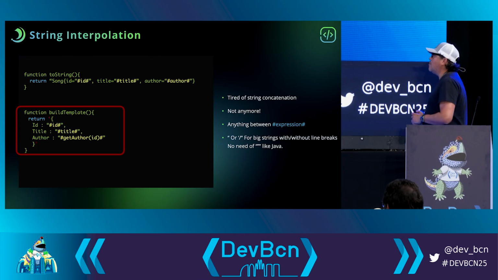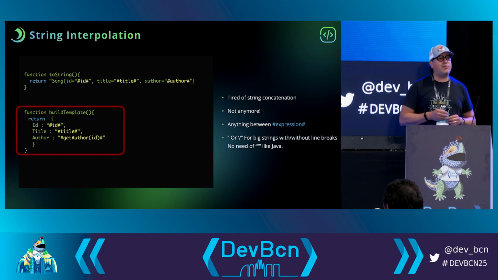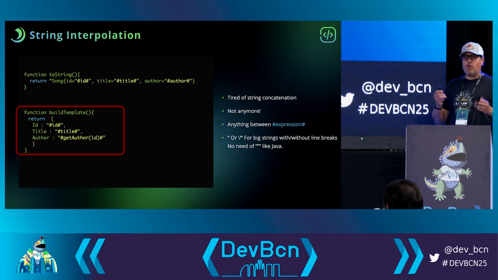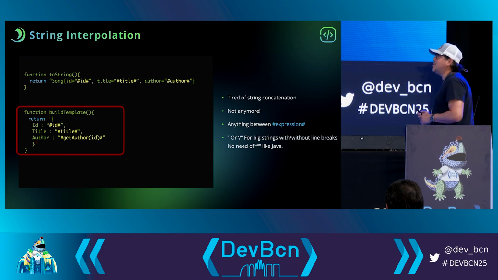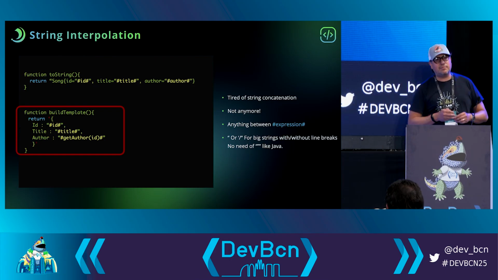Okay? So if I wanted to actually build JSON, that's how I can build JSON manually. I can just open a string, make it an object literal, ID, title, author, pass in the expressions, and that will become JSON.